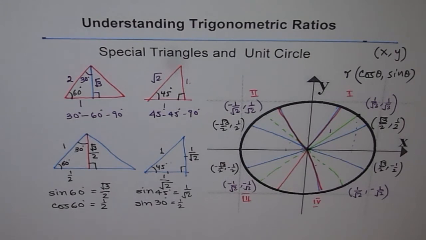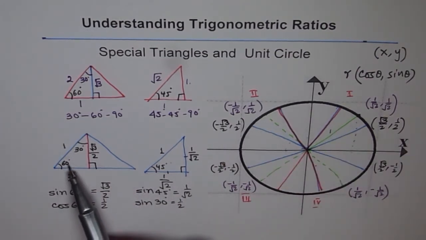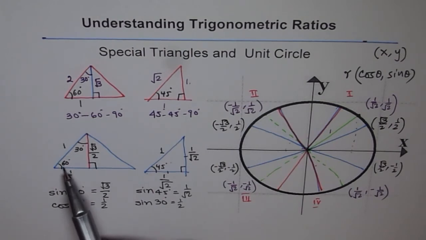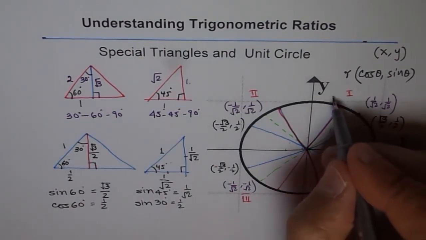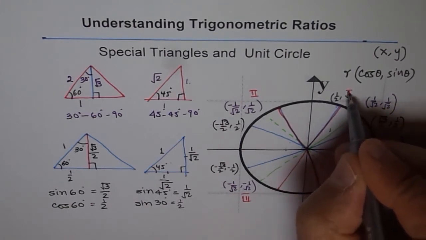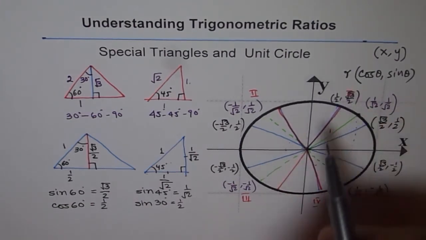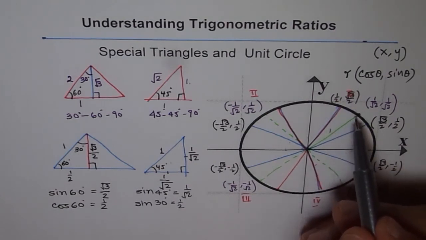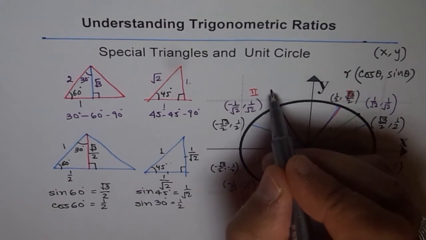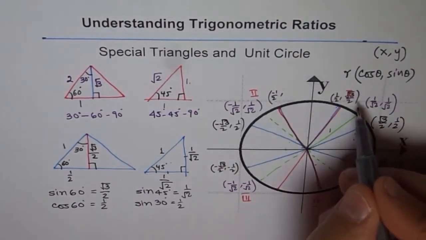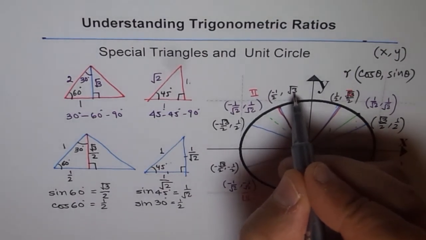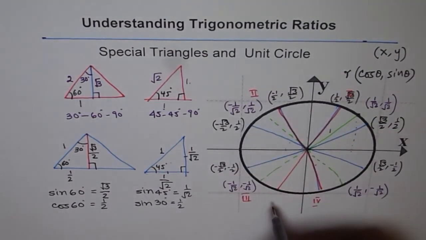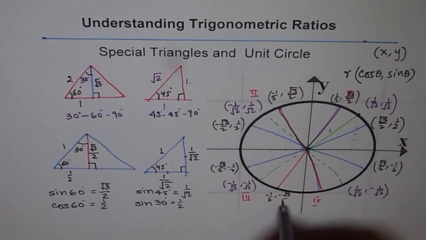For 60 degrees, let me write down my values. If you see from here, the cos value is half, but the sine is square root 3 over 2. So we get half for cos and square root 3 over 2 for sine. X values are positive, y values are positive in quadrant 1. Here x becomes negative. So we have negative half and positive y value, which is square root 3 over 2, right? And in this quadrant, both are negative. So we have negative half and negative square root 3 over 2.